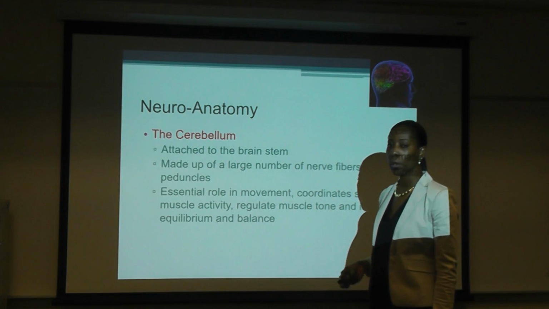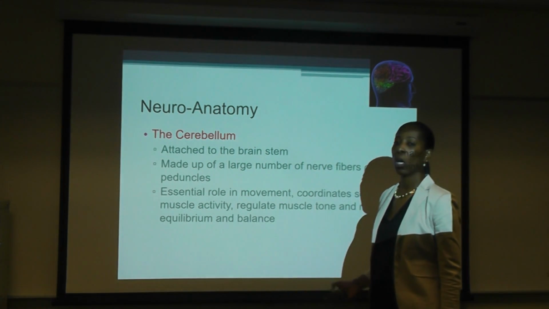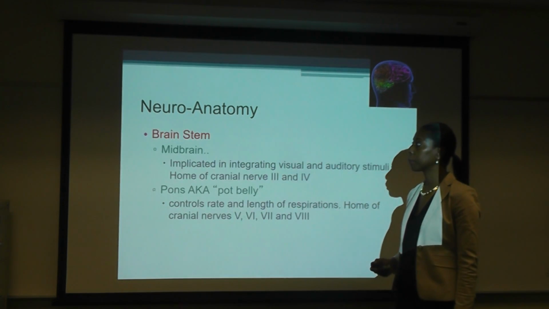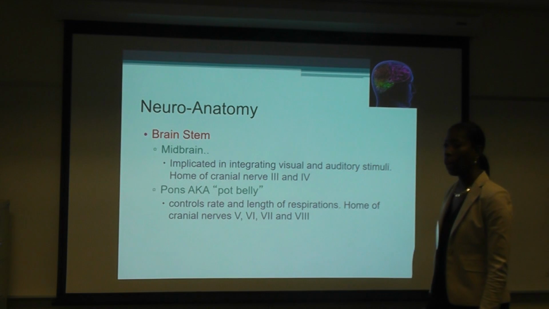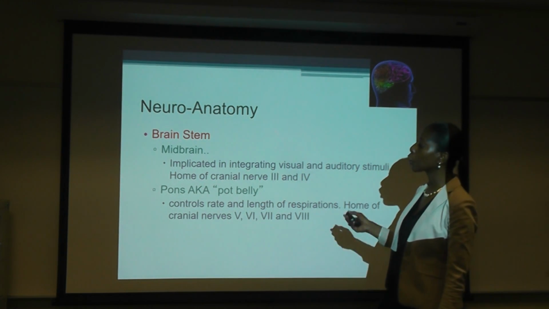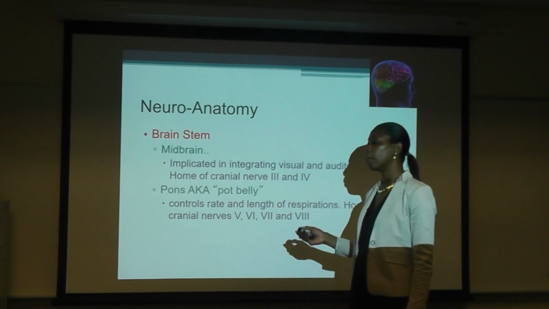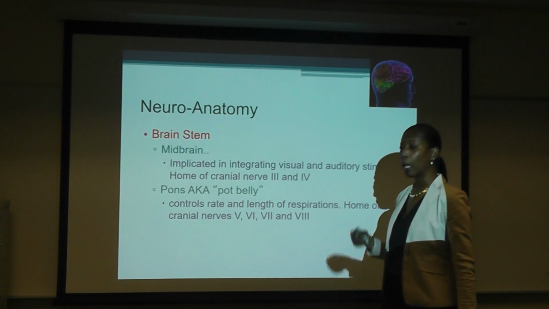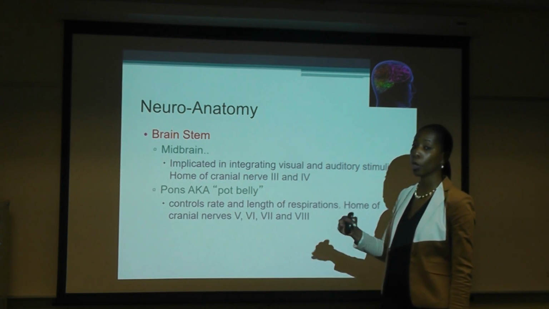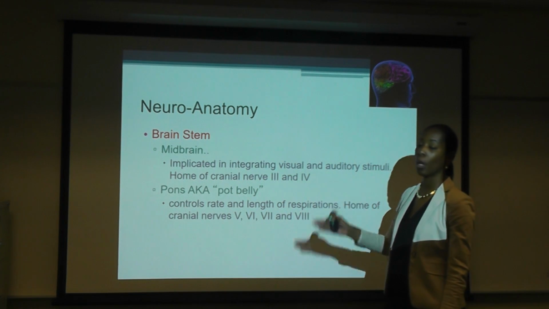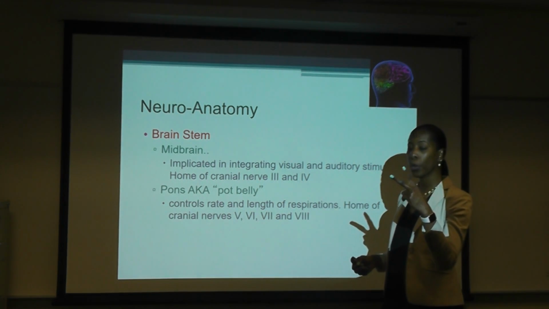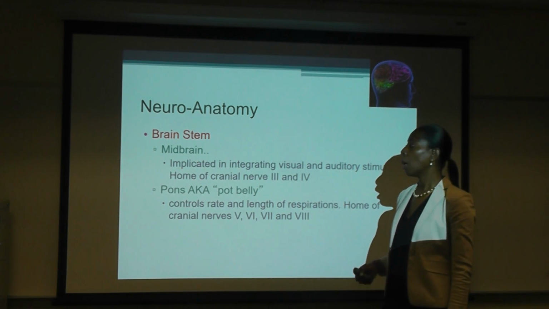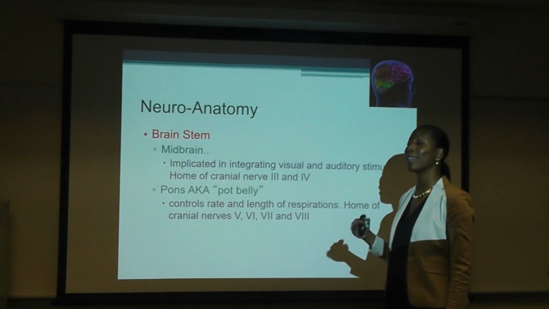When you're testing Romberg, when you're testing finger to nose to finger, you're testing the cerebellum to look for coordinated movements. The brainstem, this is almost like brittle territory here. It is made up of a small midbrain, a pons, which we call pot belly, and the medulla. Most of your cranial nerves are housed in the brainstem. There are only two cranial nerves that are housed in the cerebral hemisphere. That's cranial nerve 1 and 2. We'll talk about those in a little bit. But every other one is housed in the brainstem.